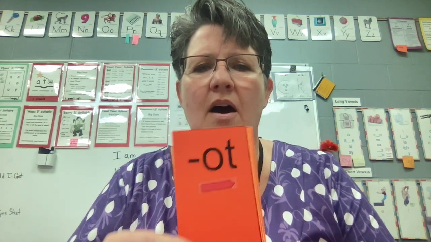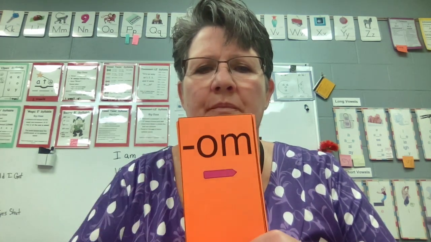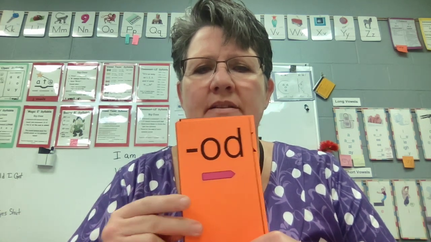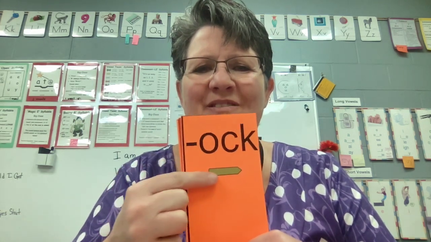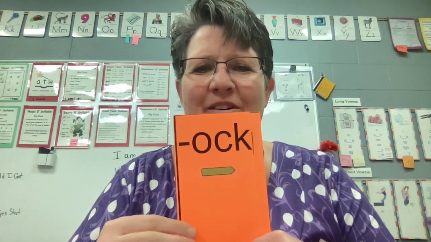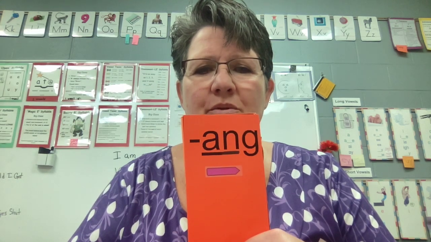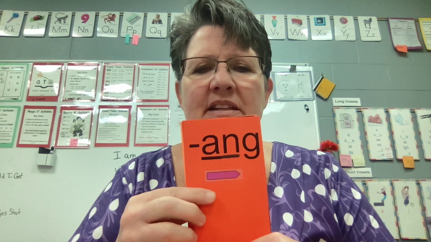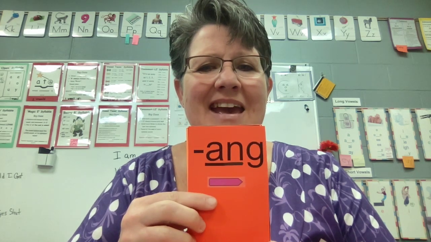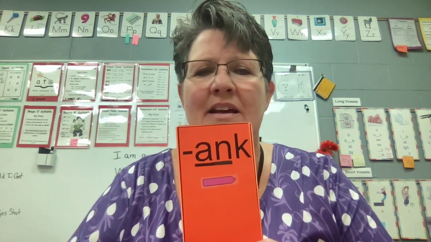Ob, ot, on, odd, ock. Again, we have that two-letter k after a short vowel. We have og. Now, these are the exceptions to the rules, okay? Anytime we see this one, A-N-G, it's always going to say ang. Hear that the A is not saying its usual sound. It does fit the closed syllable pattern, but it is not going to say a-ng. It's ang, ang, ang. This one, ank.